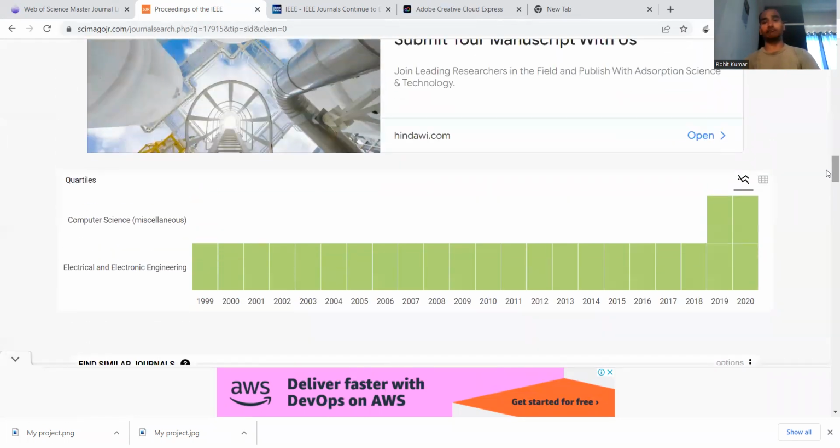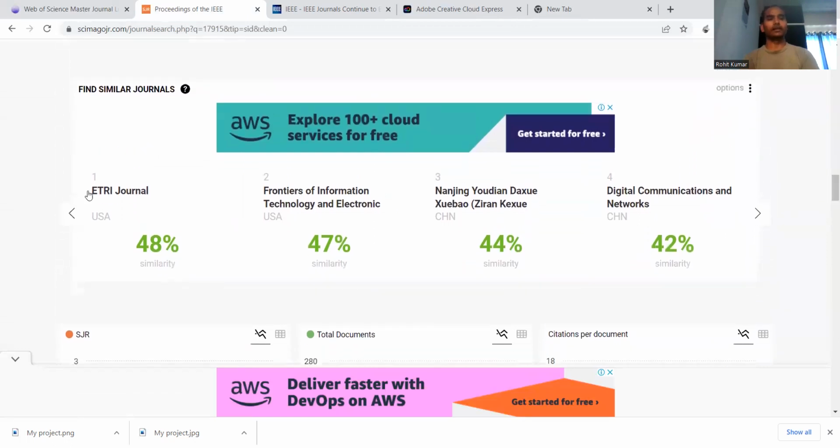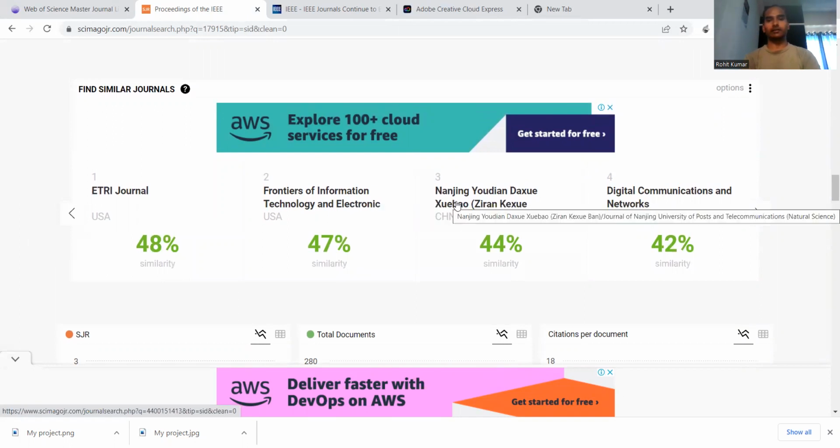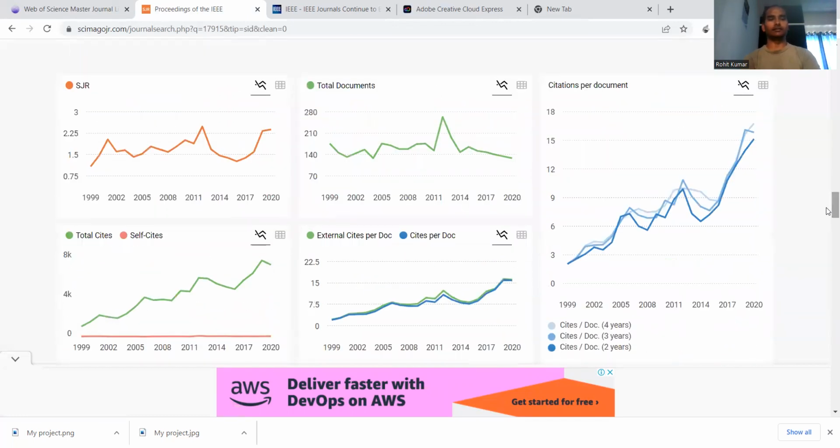So in this way, when the impact factor is very good, generally they say, and it's all given, then it's difficult to get published. So you need to be very careful while writing. Okay. Additionally, some of the alternative journals are ETRI Journal, then the Frontiers of Information Technology and Electronic Engineering, then Nanjing University Journal of Posts and Telecommunications. I don't know how good this particular journal is, I have never heard of it. Then Digital Communications and Networks. Okay. So see the reputation of the publisher as well as the journal both, and then decide your journal.